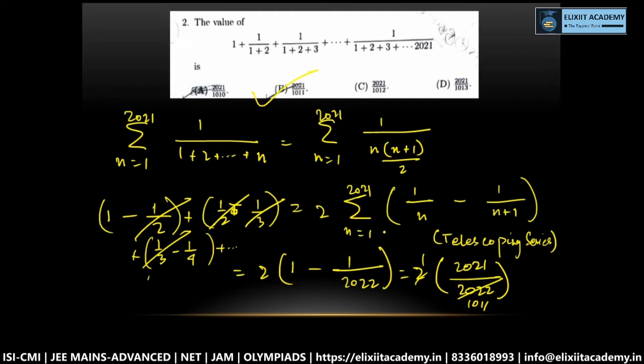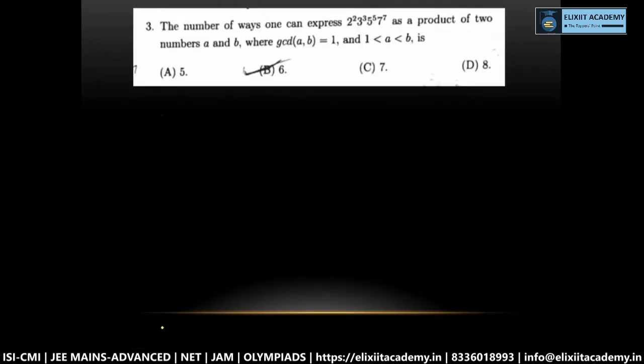2021 divided by 1011. The number of ways one can express 2 square, 3 cube, 5 to the power 5 and 7 to the power 7 as a product of two numbers A and B, where GCD of A and B is equal to 1. One more condition given is that 1 is less than A and A is less than B.